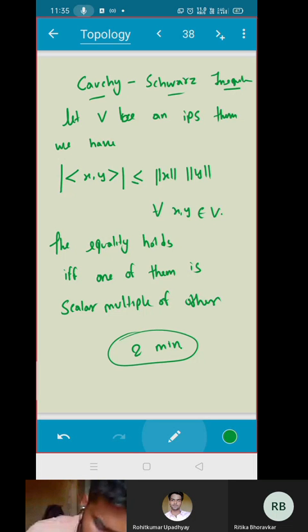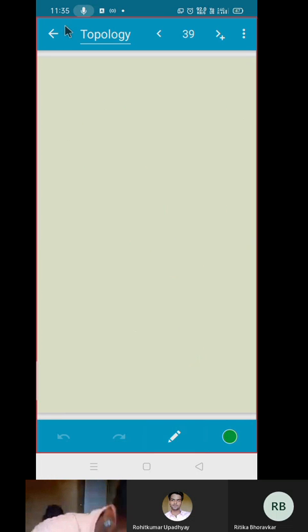Sir, if one is zero, then both will be zero. Correct. If any one of them is 0, then do you see the result is true? Yes, sir. Good. Now let us do that one.